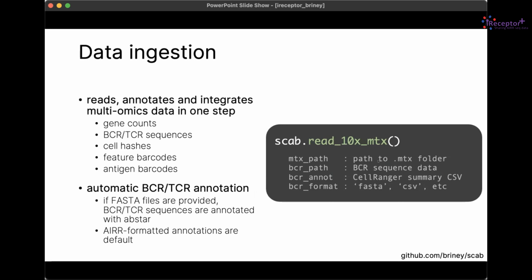So if you read your data using SCAB's read 10x matrix and you pass just the data that comes out of Cell Ranger, which would be the counts matrix, a FASTA file of your BCR sequence data, and Cell Ranger's summary CSV, which includes things like the number of UMIs per chain and all of that information, we will automatically annotate your BCR data using AbStar. And by default, we will use the AIRR formatted annotations. So when you're done, this one function call will give you back an AnnData object, which is fully populated with your gene expression data, feature barcodes, cell hashes, and your annotated BCR and TCR data.